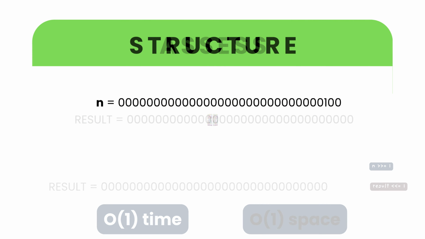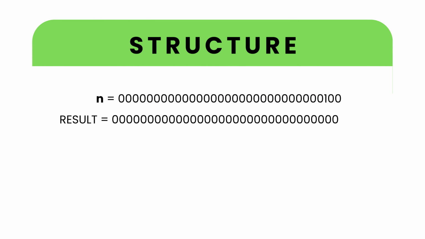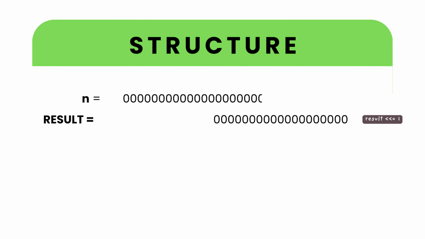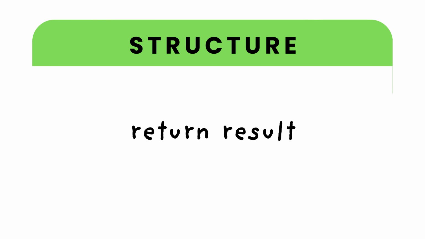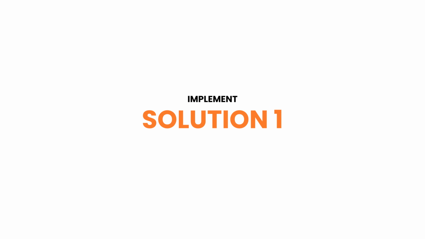Here's the structure. Initialize result to 0, then for 32 times, or as many as the number's bit length: shift result left by 1, to make space for the next bit. Add the least significant bit of n to result, or-equals n and 1. Shift n right by 1 to process the next bit. When done, return result. Let's try to implement it using solution 1.